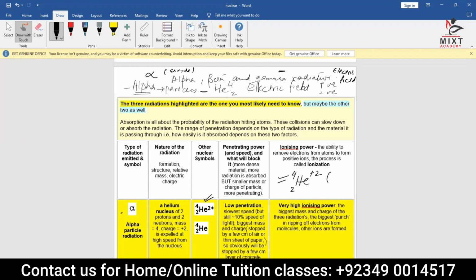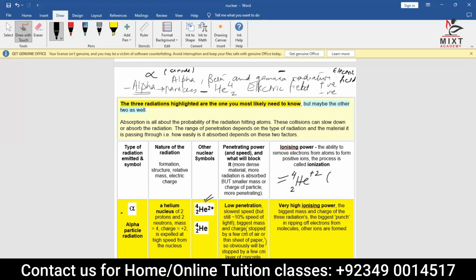In the next line, just continue with that. They can be stopped by a few centimeters of air or a thin sheet of paper. So they are very easy to stop. Even a paper can stop these alpha particles because they are big. They have a big mass. So even in air they can be stopped, and paper can stop them as well. Okay.